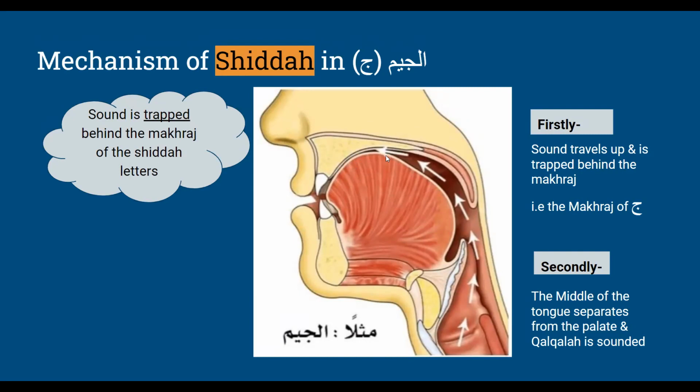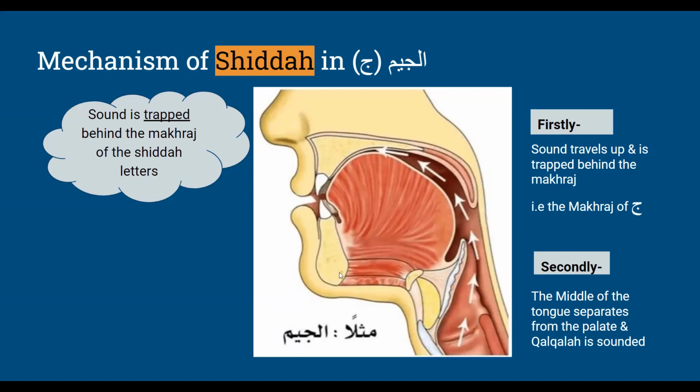The makhraj would be closing and the sound will gather together here. It will be creating a kind of force in the mouth, and you'll feel some heaviness behind the makhraj. Now, when you separate the middle of the tongue from the makhraj, which is the palate, for the jim, you will be bouncing it. Means you have to apply the qalqala now. Aj, aj, aj.